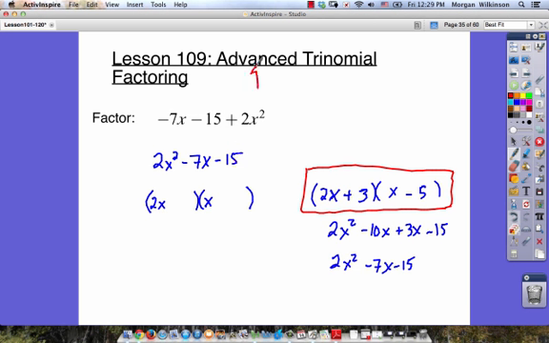That's why this is called advanced trinomial factoring. Sometimes these will take a little bit of time and patience as you go in order to solve. Let's look at a few more.